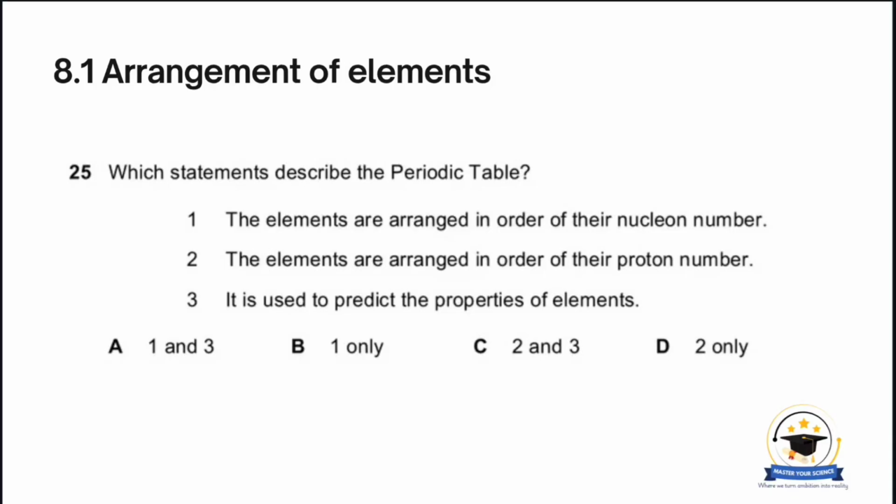Number 1 is incorrect because it says the elements are arranged in order of their nucleon number. Number 2 says the elements are arranged in order of their proton number. This is correct. And number 3 says it is used to predict the properties of elements. Yes, we can predict the properties of elements by their position on the periodic table, so this is also correct. So that makes 2 and 3 the correct answers. So C is the correct answer here.